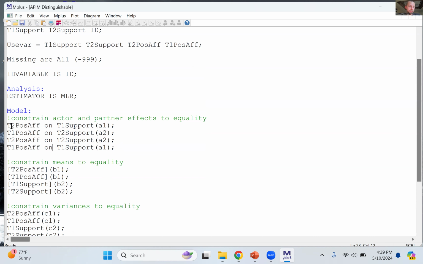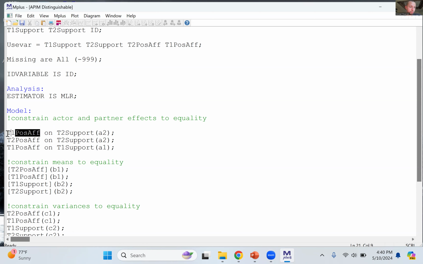And so briefly, we have T2 positive affect on T1 support. Many of you might think that that's time 1 and time 2. That is actually, in this case, not necessarily true. Instead, I have labeled it as T2 for twin 2 and T1 for twin 1. So T stands for twin and not time in this analysis. And so we have twin 1's positive affect on twin 1 support. We could probably label this more effectively. We can do P1 here.